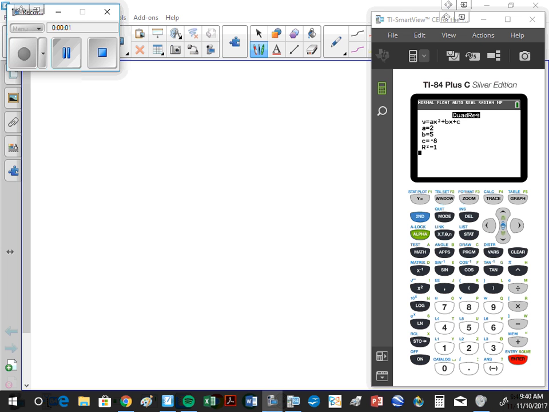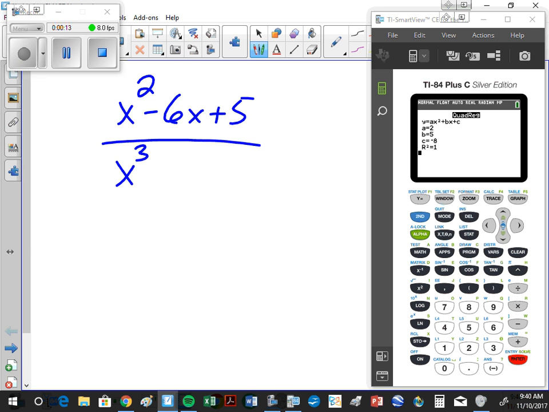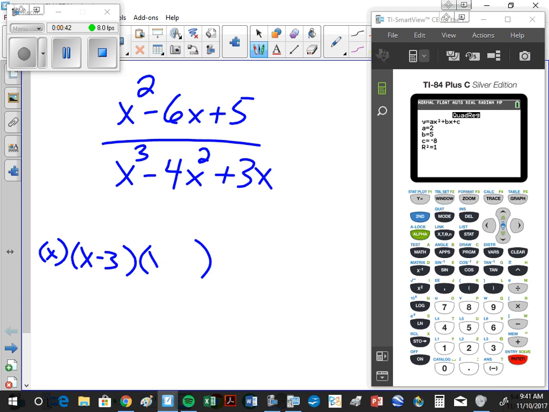Let's say I had the rational function x squared minus 6x plus 5 over x to the third minus 4x squared plus 3x. In the denominator, I need to factor out an x, and I would get x times what? x squared minus 4x plus 3, which factors into x minus 3 and x minus 1.